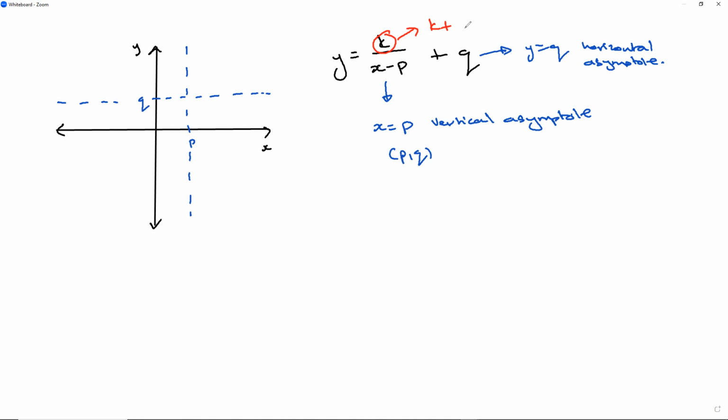If the k value is positive, then it always ends up in the top right-hand side and the bottom left-hand side. And if k is negative, then it ends up in the top left-hand side and bottom right-hand side. So in this case here, we would say k is positive, but if we go the other way, that would be when k is negative.